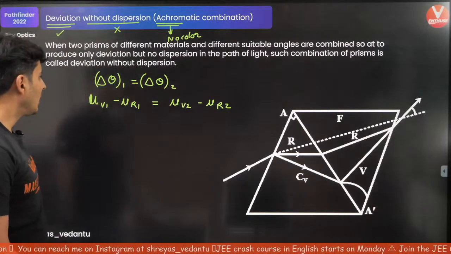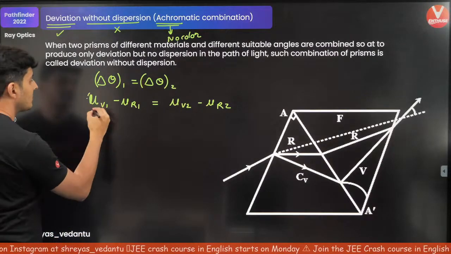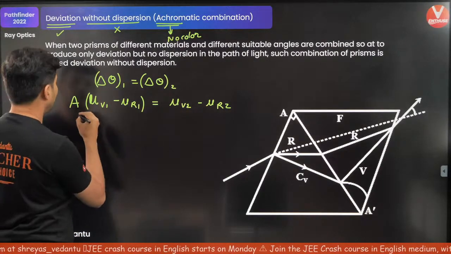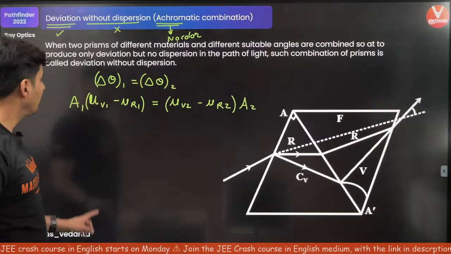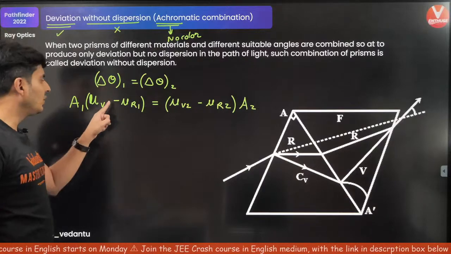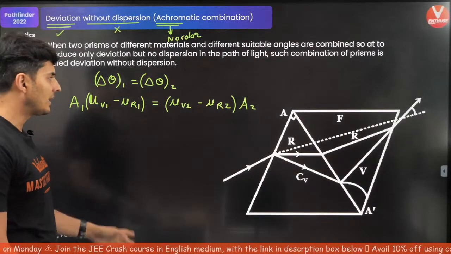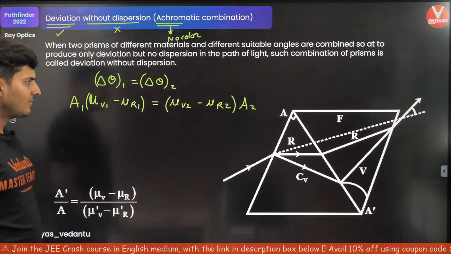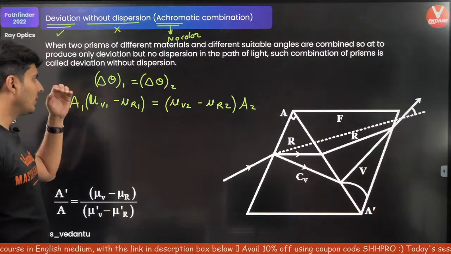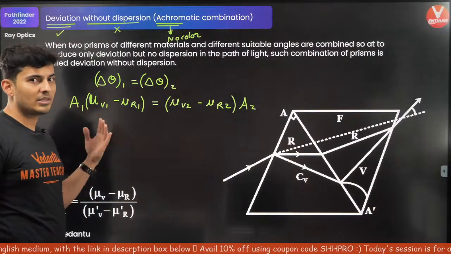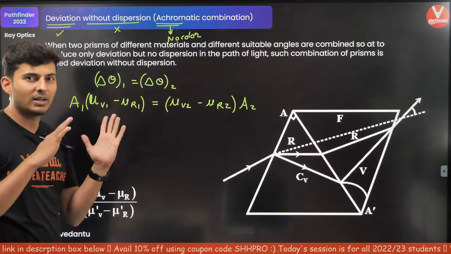Okay, I hope this is clear. Oh sorry, I forgot that A, my bad. This into A, but this is A1 and this is nothing but A2. This is A1, this is A2, A into mu violet minus mu red, A into mu violet minus mu red for each prism. That's what you will get as the final answer. Should you remember it? Obviously not. Just try to put it by remembering the formula for delta theta. Delta theta was mu of violet minus mu of red into angle of prism.